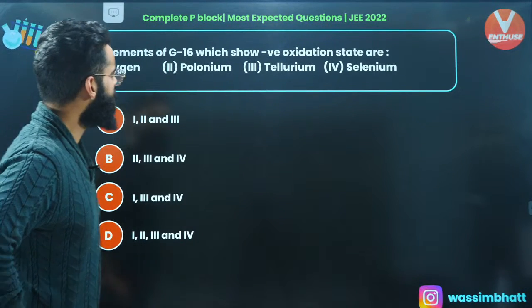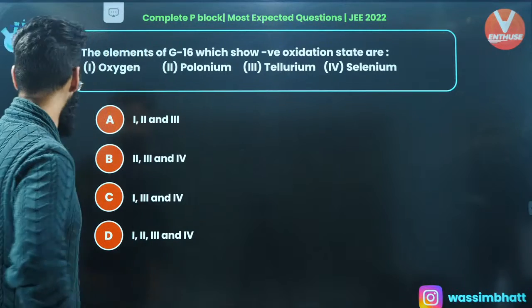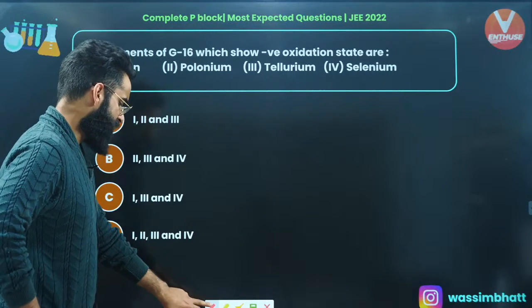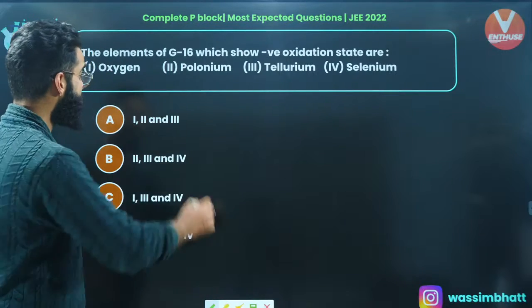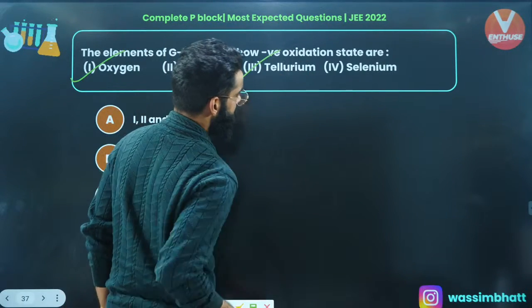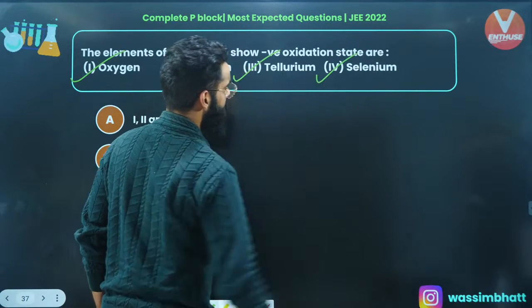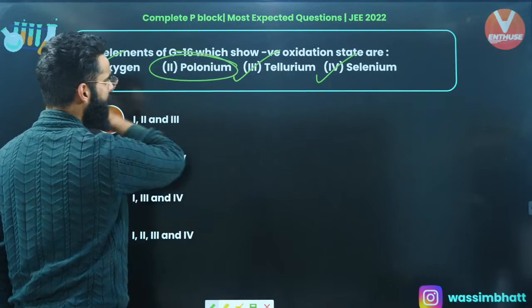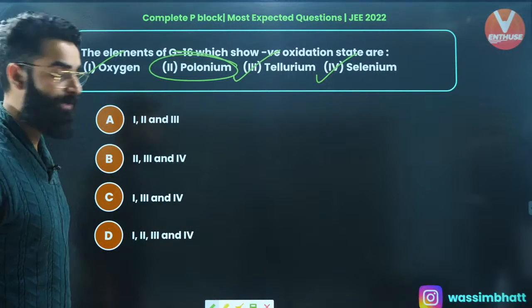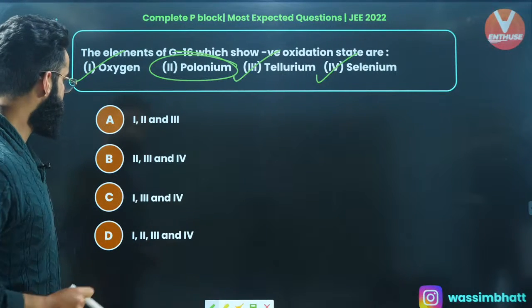The elements of group 16 which show negative oxidation states are, see, all the elements of group 16 show the negative oxidation states, right? Oxygen shows negative, absolutely correct. Tellurium shows negative, correct. Selenium shows negative, correct. It is basically polonium which shows the positive oxidation state, right?